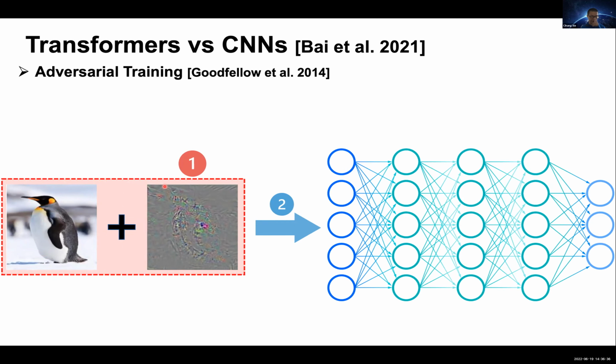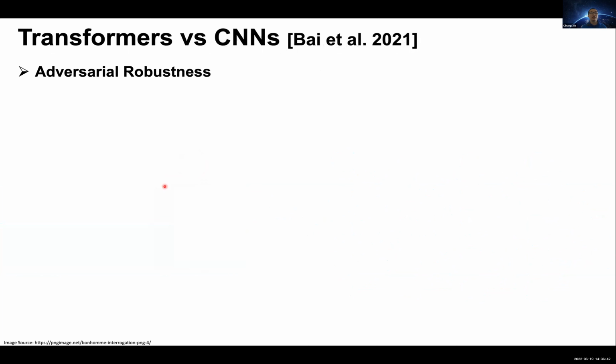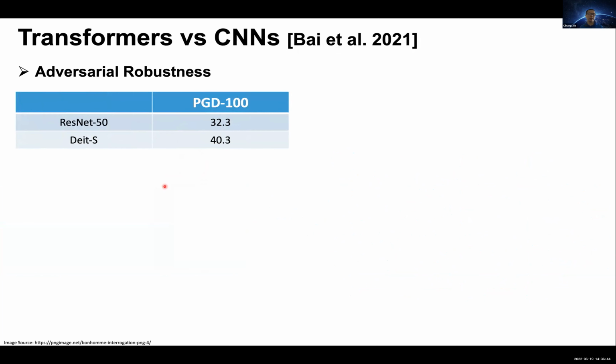And it's a very effective and simple way to build a robust model. So let's check the results. If we just do the adversarial training on the ResNet-50 and the DeiTs, and here for testing we use PGD-100. Basically, that's a very strong attack. And here are the results on ImageNet.